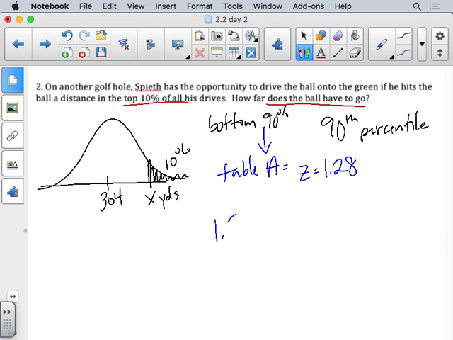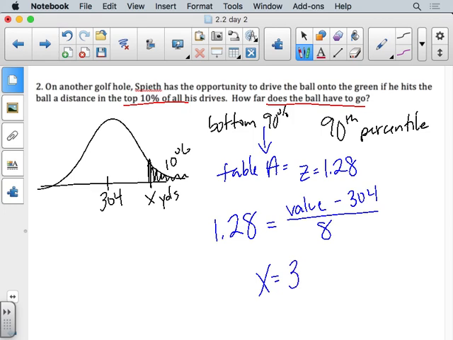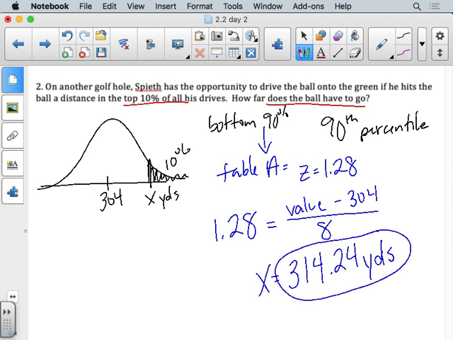So then I just use my z-score equals whatever that value is minus the mean divided by standard deviation 8. So multiply by 8, add 304, and his top 10%, any drive that goes over 314.24 yards is in his top 10% of every drive. So if he hit one 314 yards, he's not in the top 10%. If he hit it 315, then he is in his top 10. So this is like his threshold for getting into his top 10% of scores. Okay, so solving for those. We're doing okay. Pretty good.